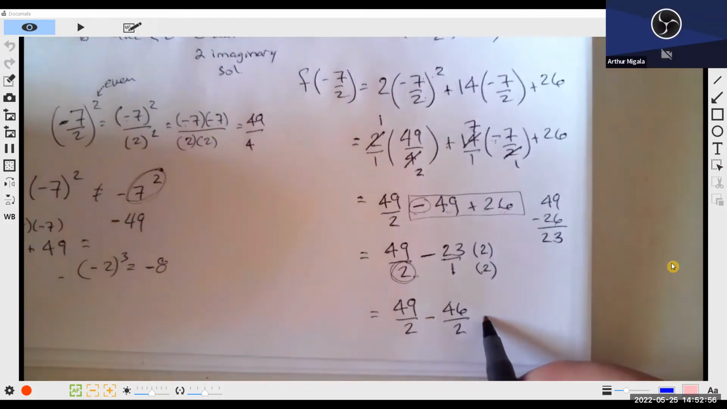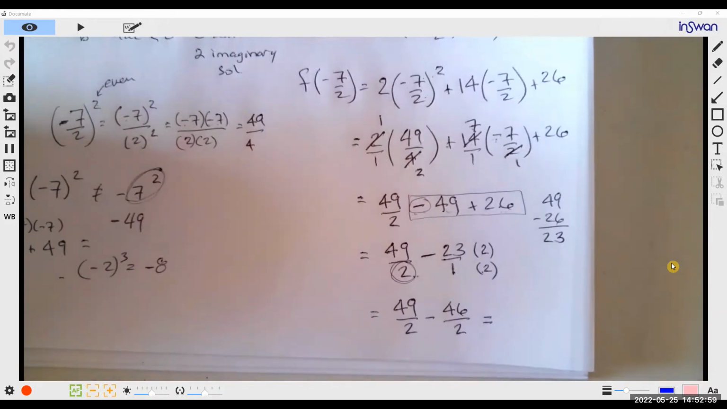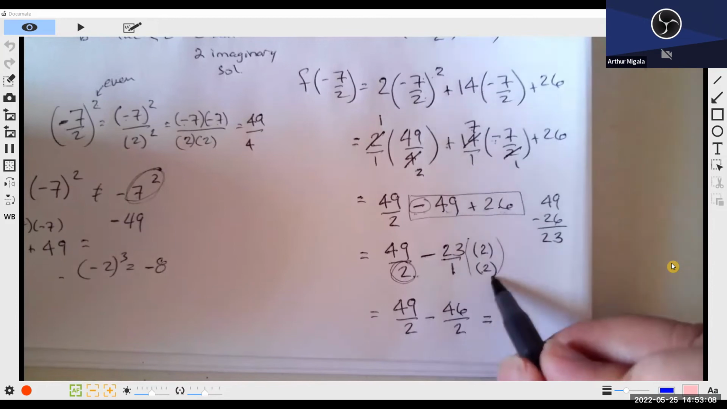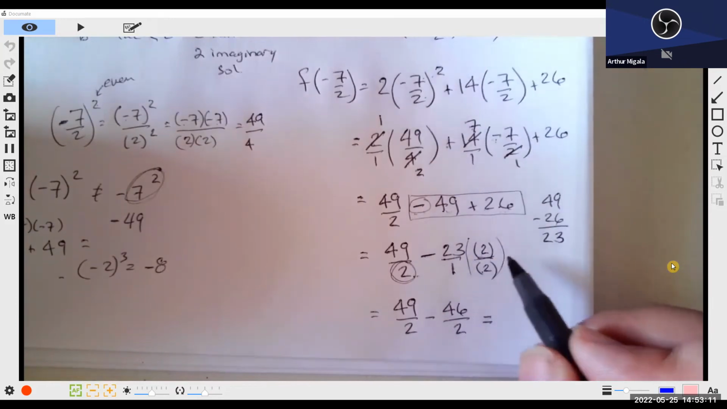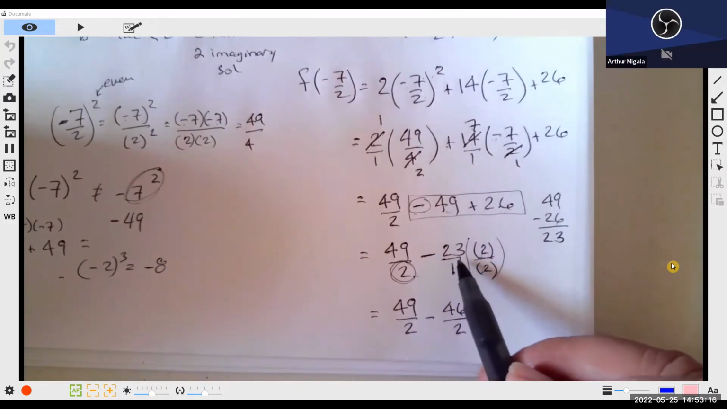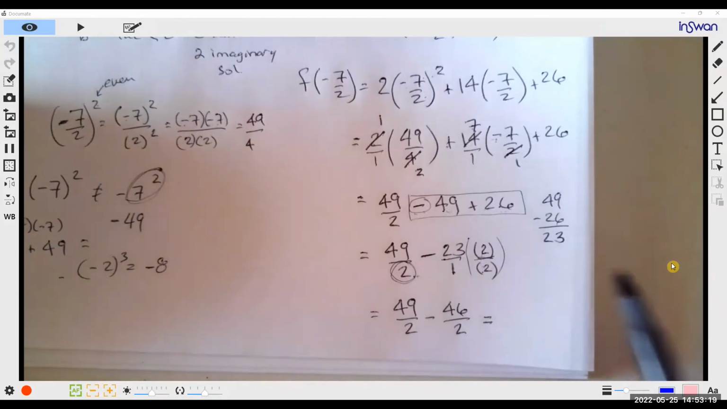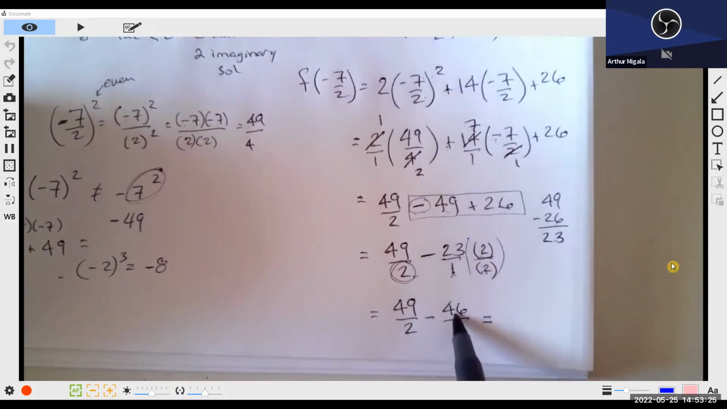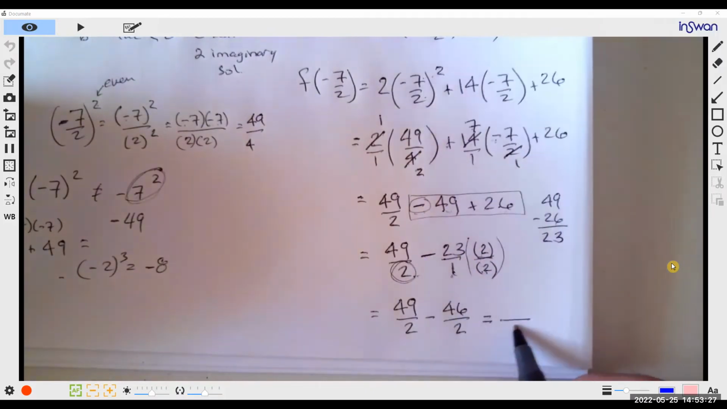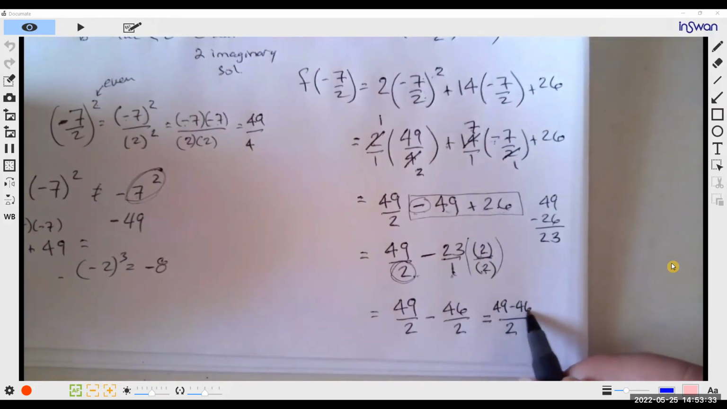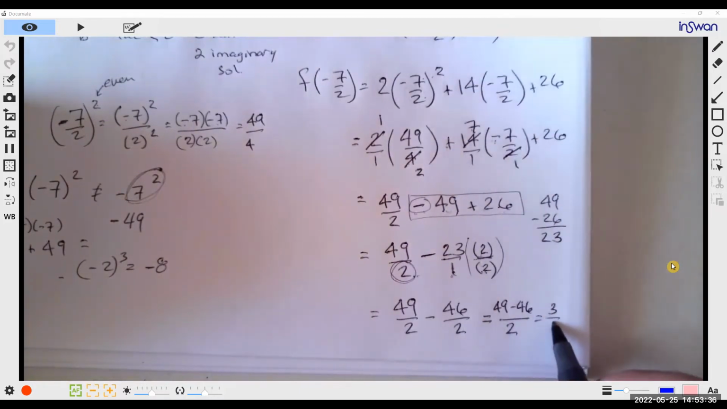The reason we multiply top and bottom by 2 is that 2 divided by 2 is 1. If we multiply anything by 1, we're not changing the number, we're just changing the way it looks. Since we need a 2 on the bottom, 2 times 1 is 2, and 2 times 23 is 46. Since we have the common denominator, we just worry about the top: 49 minus 46, which is 3. So 3 over 2.